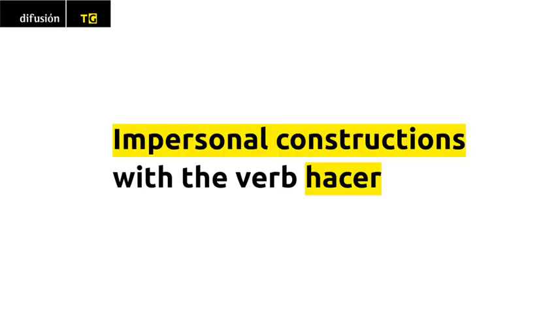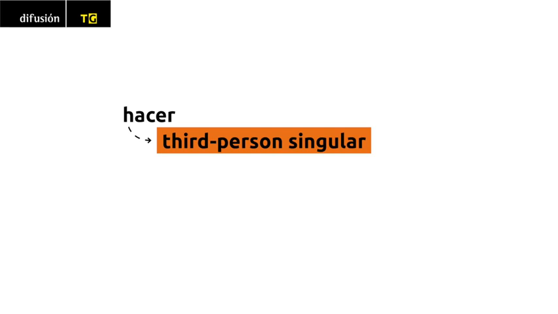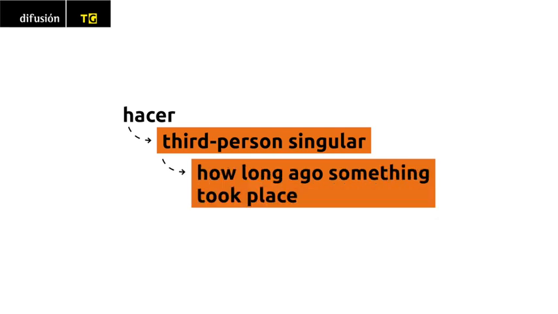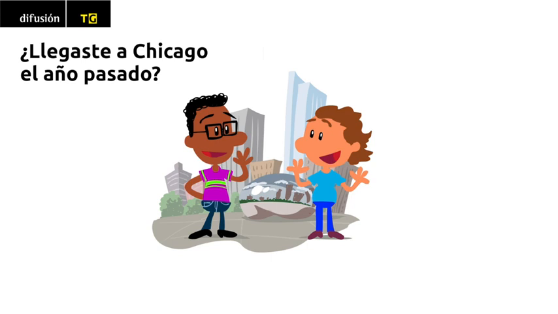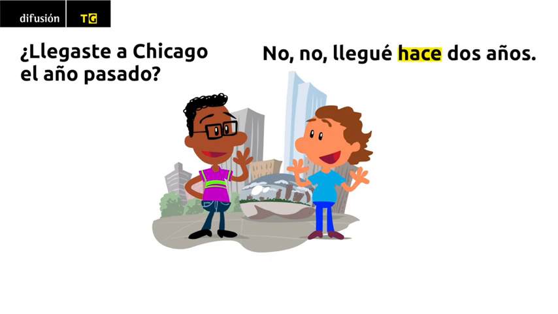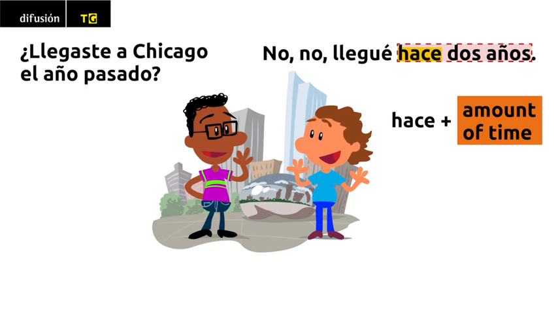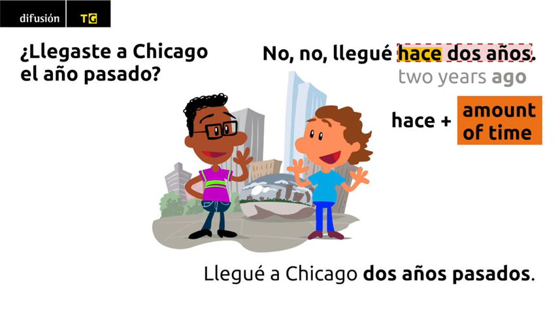Impersonal constructions with the verb hacer. The third person singular of the verb hacer is used to mark how long ago something took place. ¿Llegaste a Chicago el año pasado? No, llegué hace 2 años. That is to say, 2 years have gone by since I arrived. This impersonal construction, formed by hace plus amount of time, is rendered into English as ago. Note that many Spanish learners tend to produce sentences like Llegué a Chicago 2 años pasados, but this is not correct Spanish.